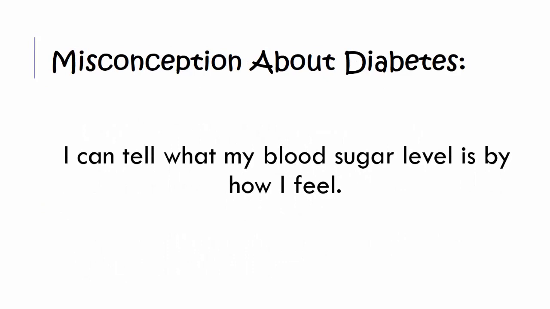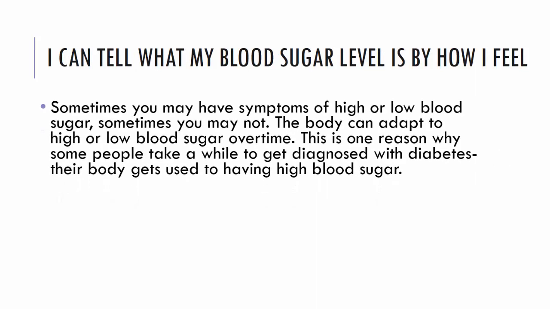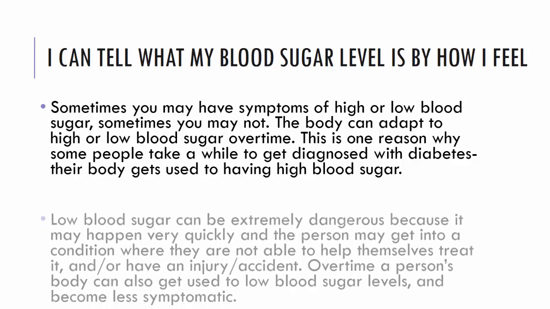The next misconception is that I can tell what my blood sugar is by how I feel. Sometimes you may have symptoms of high or low blood sugar, sometimes you may not. The body can adapt to high or low blood sugar over time. This is one reason why some people take a while to become diagnosed with diabetes, even though they've had it for some time. Their body gets used to having high blood sugar.